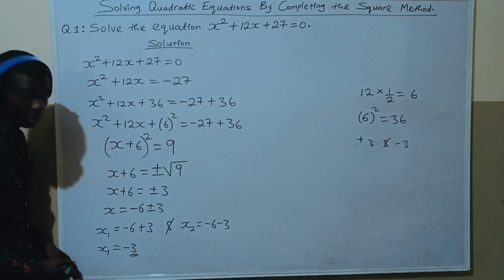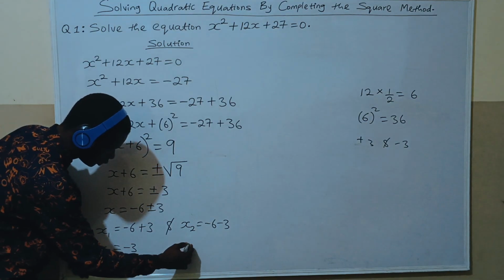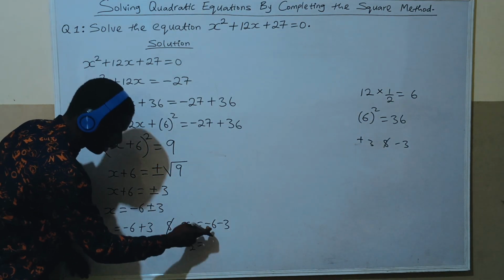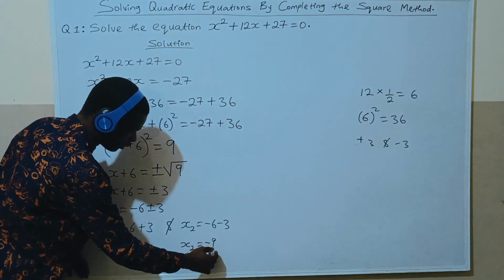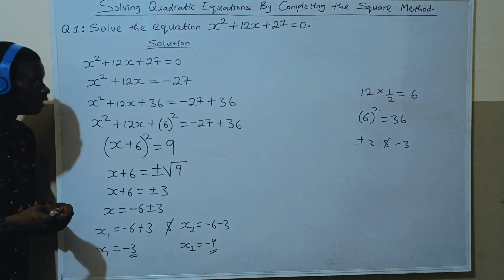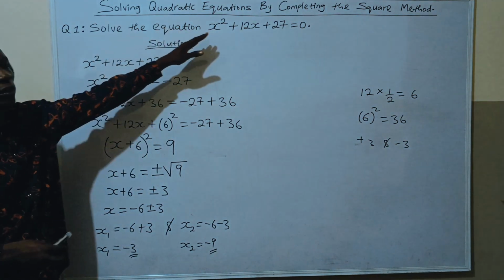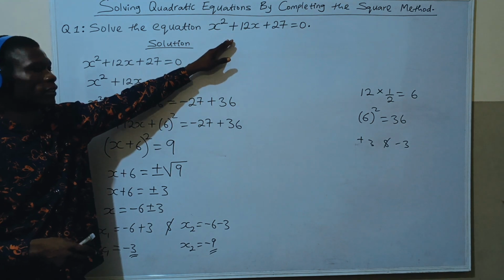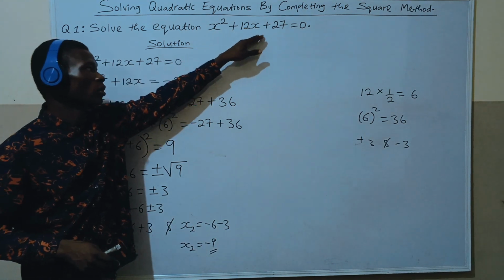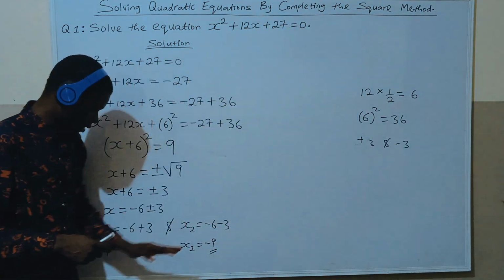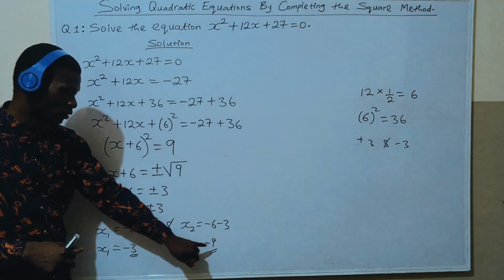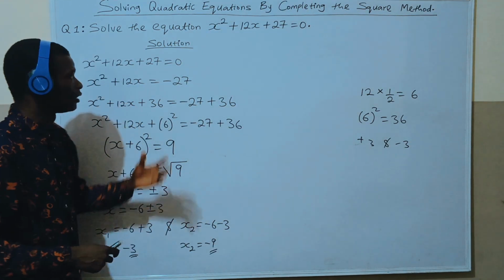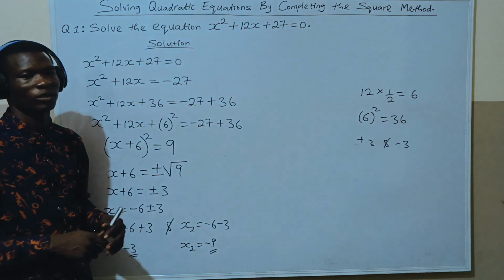We press that into the calculator. And our x2, minus 6 minus 3, that's going to give us minus 9, also when you press it into your calculator. So the two solutions for this particular equation, or the two values of x that make this equation equal to 0, are x1 equals negative 3 and x2 equals negative 9. So this is question 1. We'll proceed to question number 2.